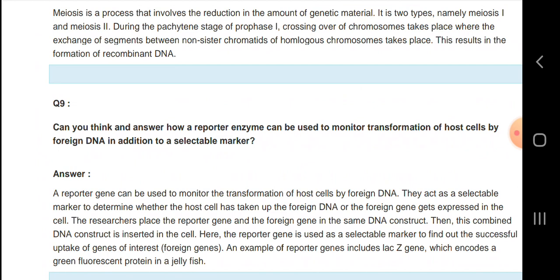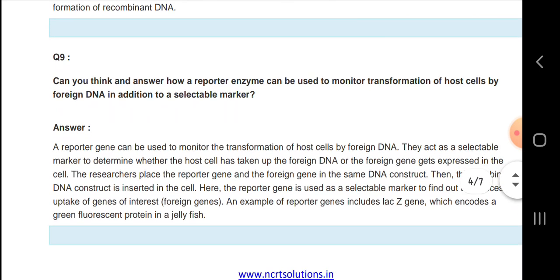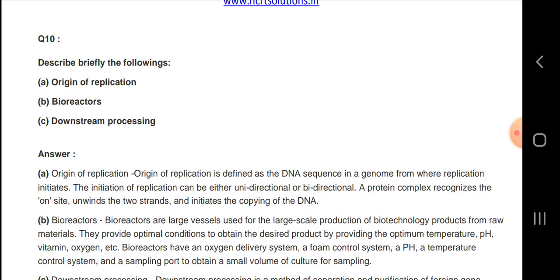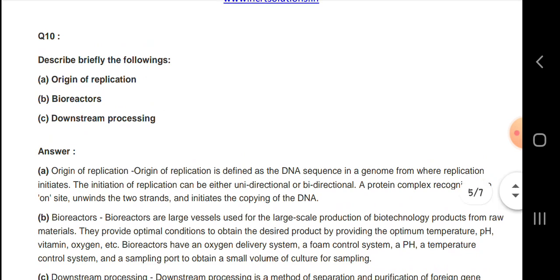Let us know how a reporter enzyme can be used to monitor the transformation of a host cell by foreign DNA. A reporter gene can be used to monitor the transformation of a host cell by foreign DNA. They act as a selectable marker to determine whether the host cell has taken up the foreign DNA, or whether the foreign genes get expressed in the cells.